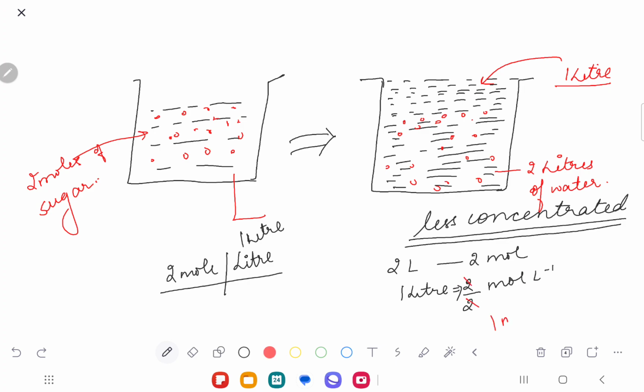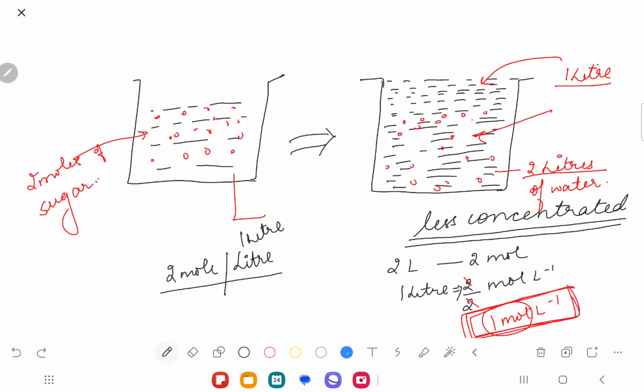And that would be 1 mole per liter. I hope you're understanding. So now the concentration is 1 mole per liter, but the total moles are 2 moles. The total volume is 2 liters. But per liter, only 1 mole is coming because that number of moles are actually dispersing. Are you understanding?